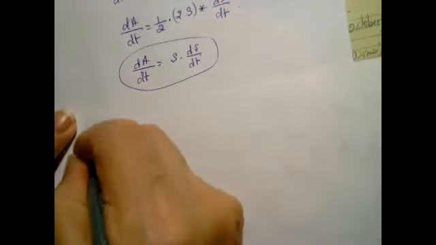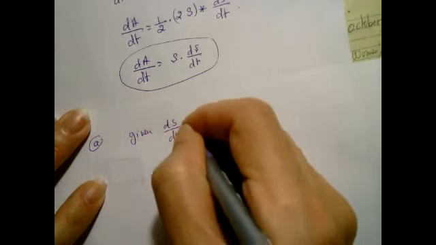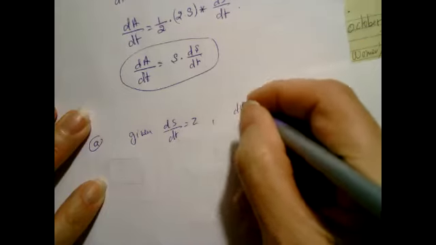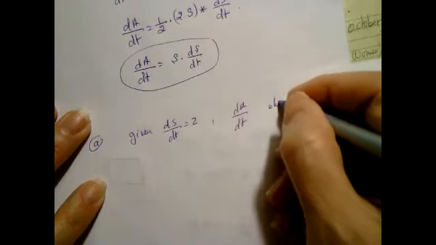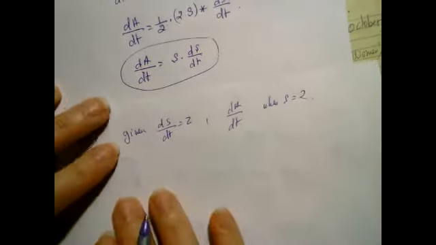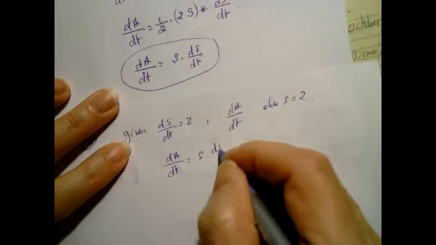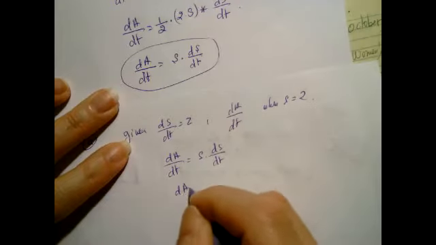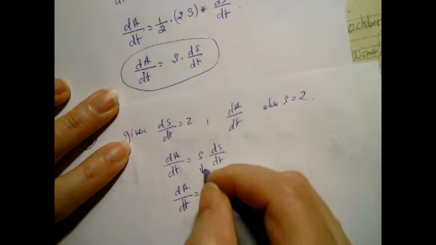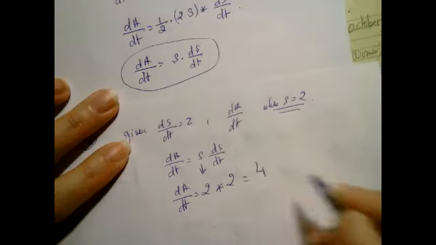So now finally I have to use the given. Now part A of the problem: the given is dS/dt equal to 2, and I have to find dA/dt when S is equal to 2. Okay, so I just plug in. So we'll see what I have. I have dA/dt equal S times dS/dt. It means dA/dt equals S. I know what S is, 2, times dS/dt, which is 2. It's equal to 4.